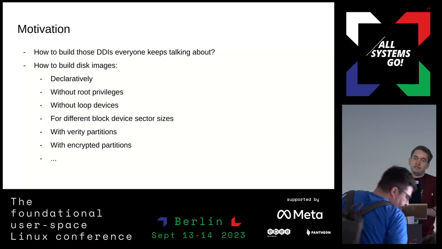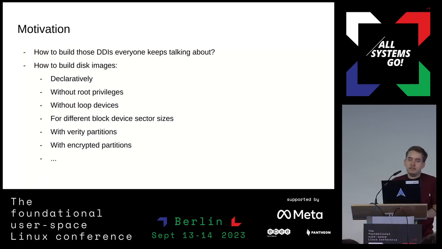Even if you don't specifically need DDIs, you might also just want to build a disk image. You might want to do so declaratively. You might want to do it without needing root privileges. That's a big one. You might not want to use loop devices, so you can do it in a container. You might want to do it for different sector sizes, because all these new NVMe disks don't actually use the same sector size as all the old hard drives. You might want to add Verity, because, well, we need Verity for everything now, right? And you might want to encrypt them and a lot more. And the idea is to make all of that very easy with systemd-repart.